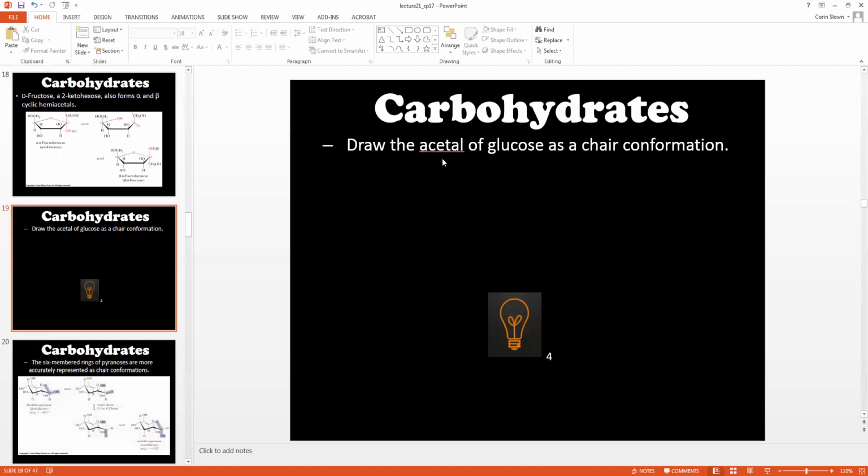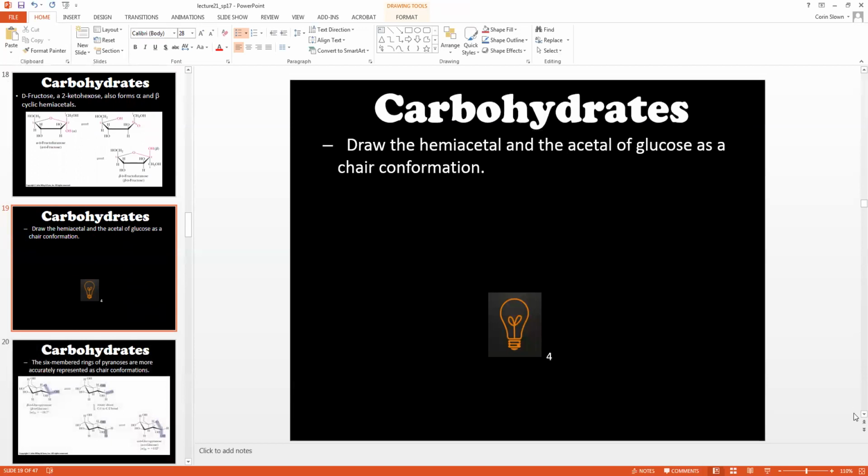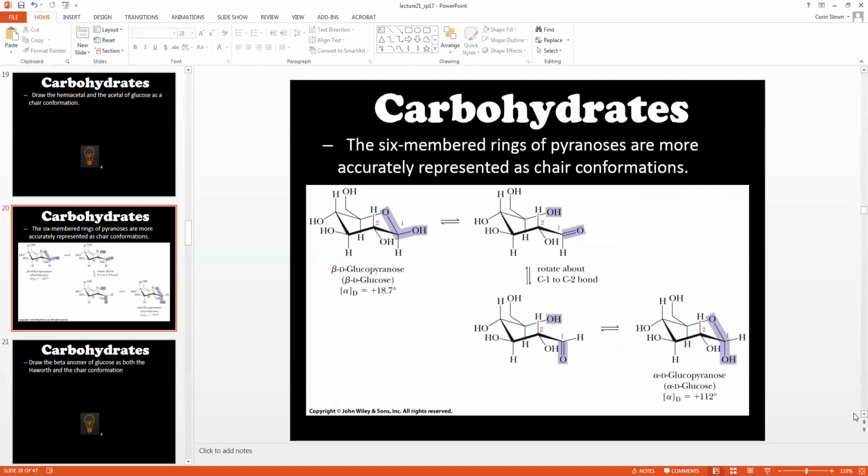So if we think about drawing the hemiacetal and the acetal of glucose in a chair configuration, it's useful to us to think about what that would look like. For example, the six-membered rings of pyranoses are more accurately represented as their chair conformations.